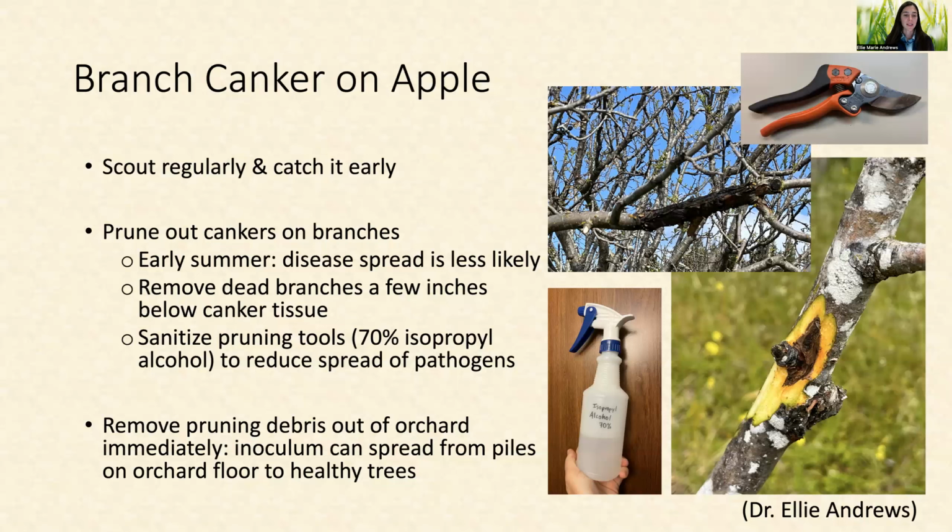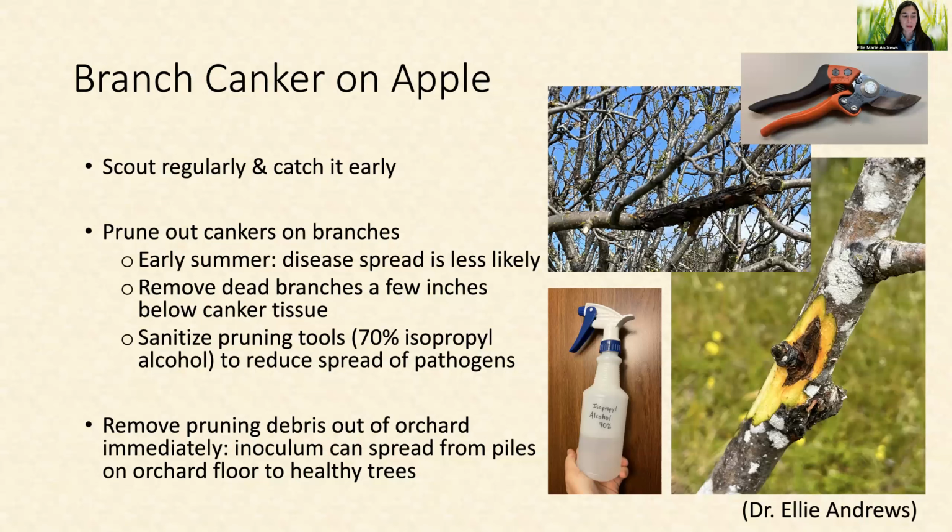And you want to make sure you're sanitizing your pruning tools between every cut if you can. Especially for the backyard context, that's much more doable and less labor intensive than on larger orchards. So I highly, highly recommend sanitizing your pruning tools to reduce spread of pathogens between each cut. This just means a 70% isopropyl alcohol mixture. Here's an example of how I do this. I just get a little spray bottle, do 70% isopropyl alcohol, and the rest is water.